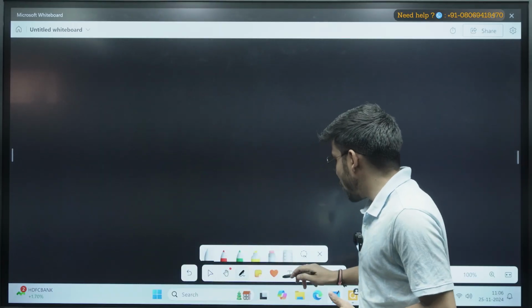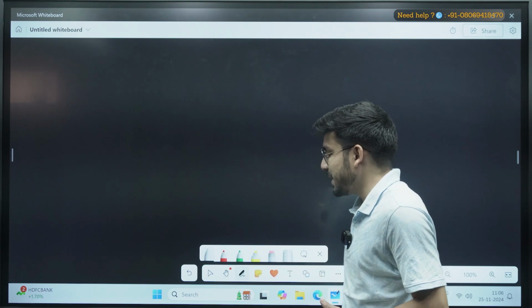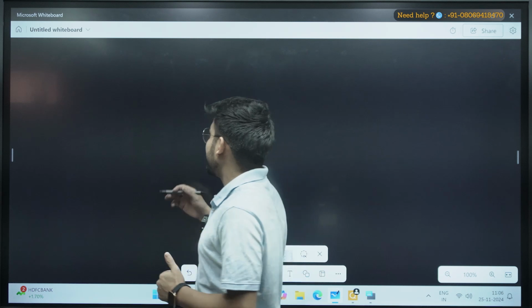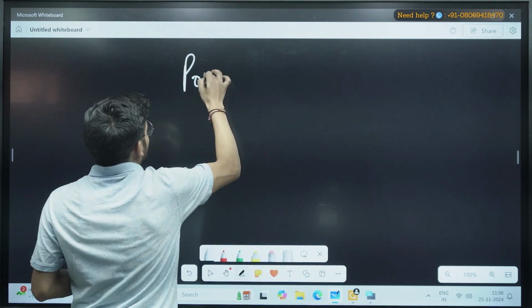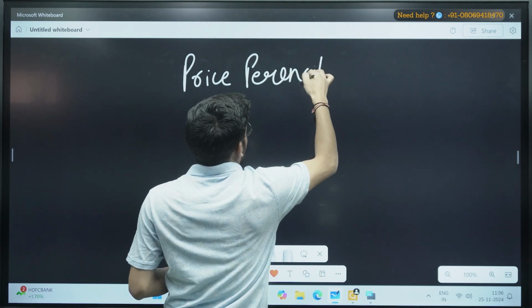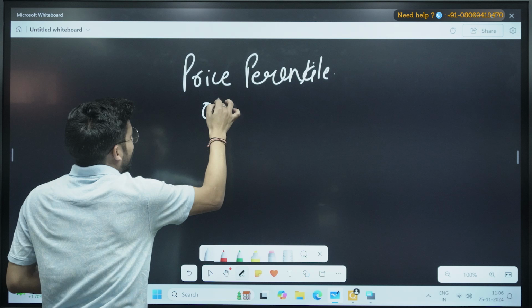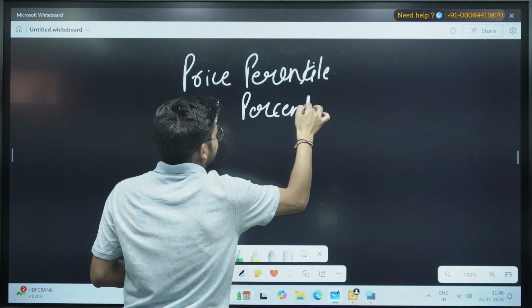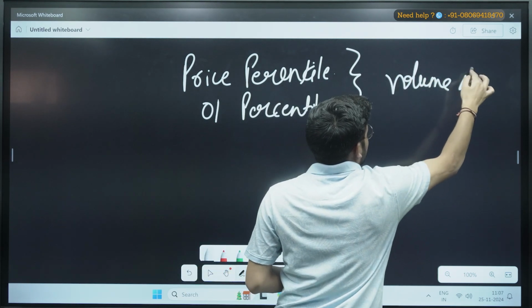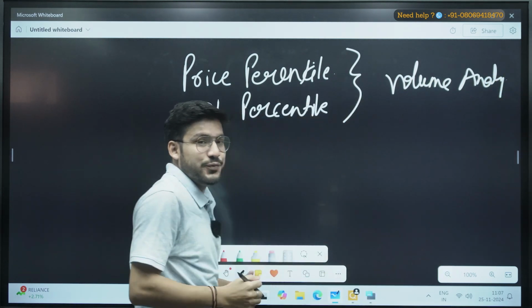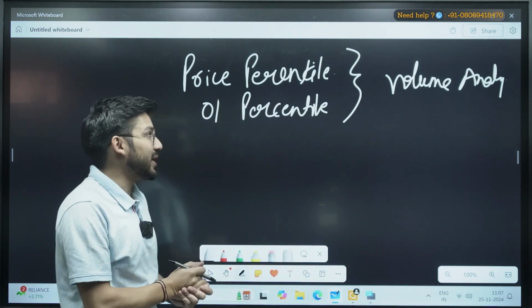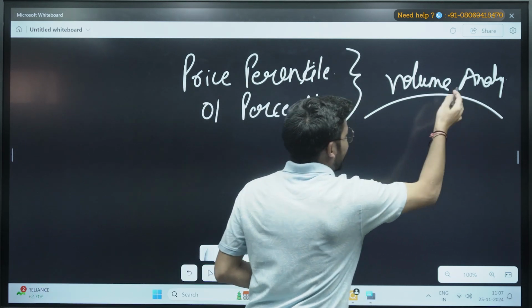In today's lesson, we will be talking about how you can catch the market bottom or peak, or you can say how to trade the reversal. First of all, when we are talking about the reversal, we will be talking about price percentile as well as OI percentile. Along with these percentiles, we will be using volume analysis so that we can confirm our trend, whether the market is actually giving us a reversal or it is a fake movement. We will be confirming it with the volume.